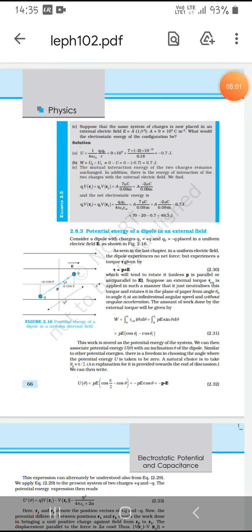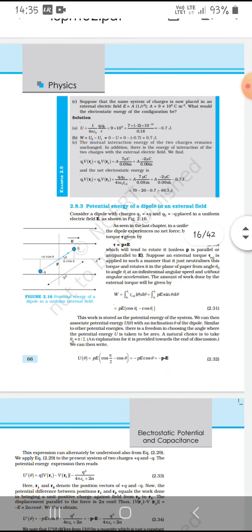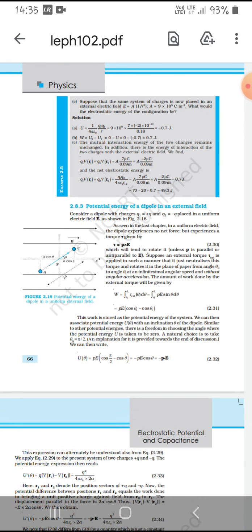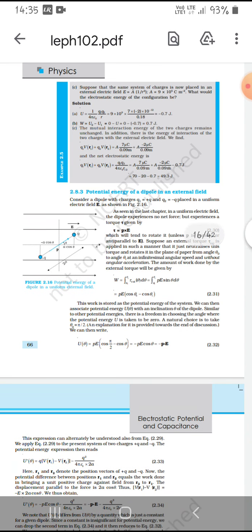Now the potential energy of a dipole in an external field. The dipole formula we got: work done is equal to the integral of torque d theta, with torque equal to p E sin theta. This is the dipole formula we got in the last video when I was explaining.